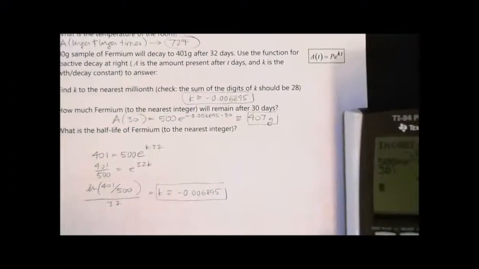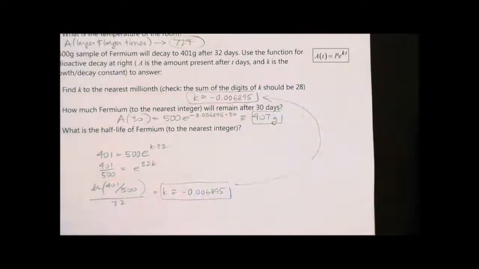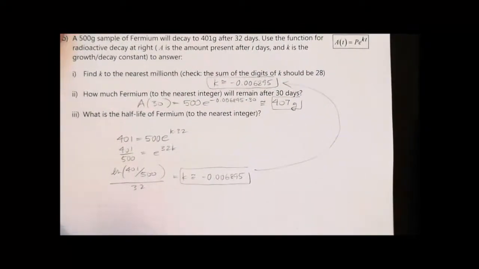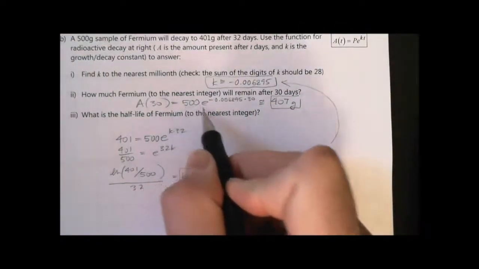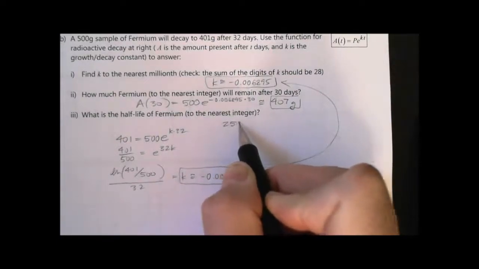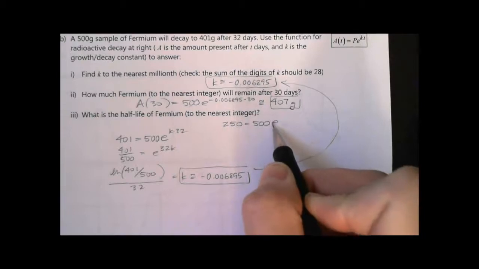And the last one is the half-life. And again, this value of k goes up here. The half-life to the nearest integer. To solve the half-life, I'm going to fit it in here. If we started with 500 grams, then the half-life would be the amount of time it takes to end up with 250 grams.